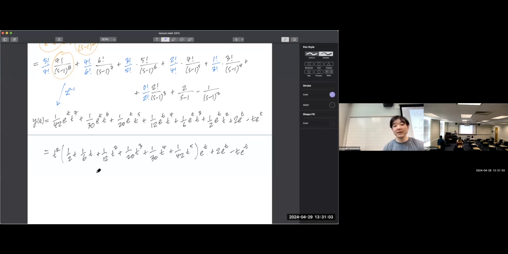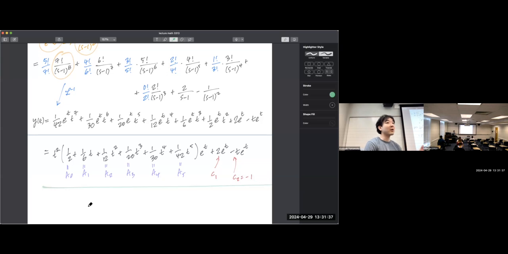So why did I write it like this? Because when we went back and checked, this is your a naught, this is your a1, this is your a2, this is your a3, this is your a4, this is your a5. This is your c1, and this c2 is equal to -1. If you were to use the method of undetermined coefficients, those would have been your a naught, a1, a2, a3, a4, a5. However, it would have taken you ages to do it because of the mess that you just saw before.